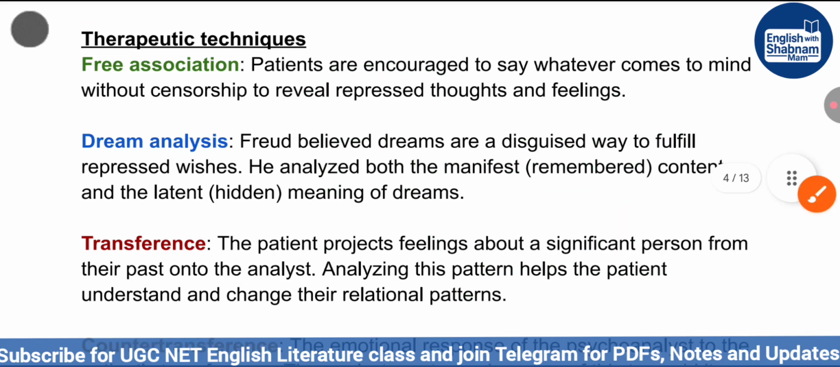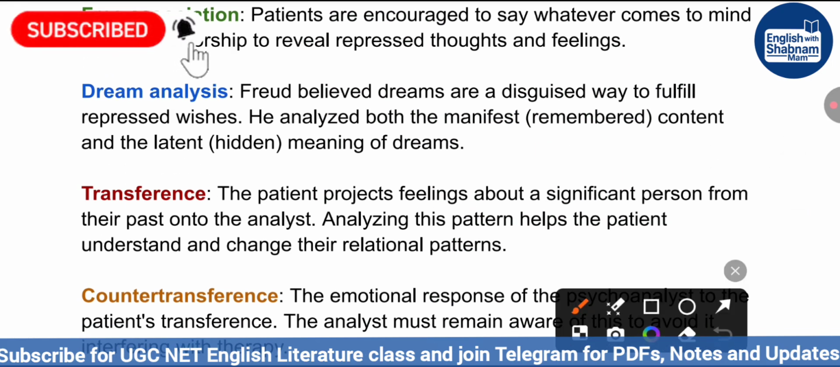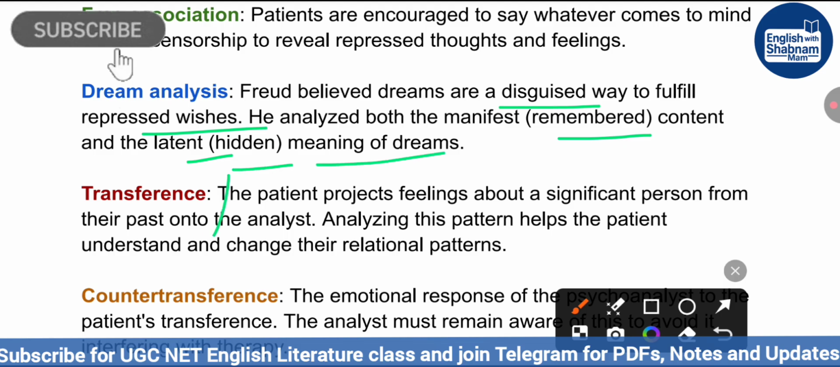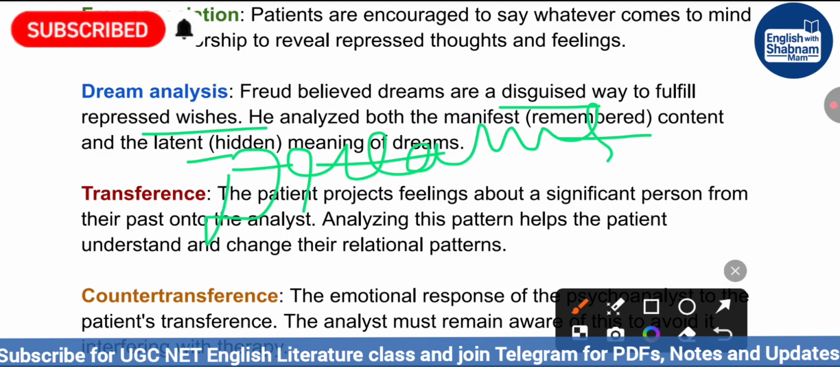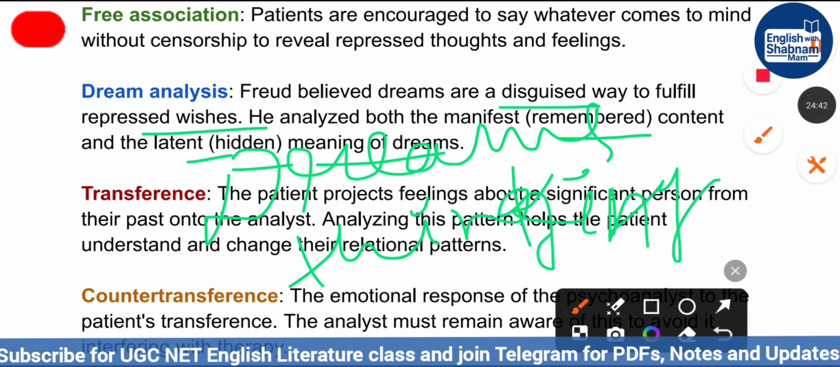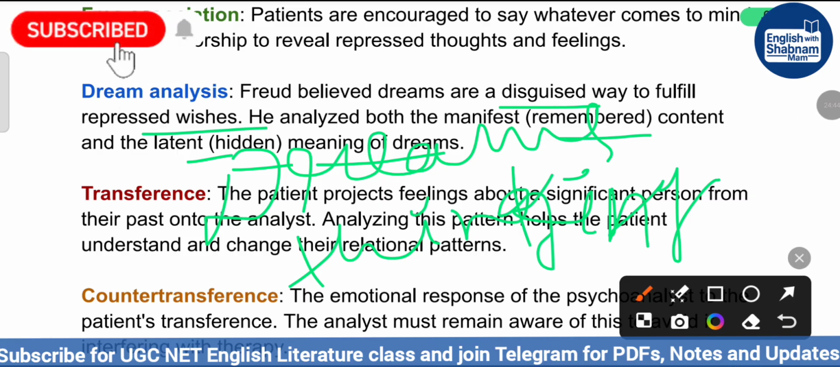Okay. Then in dream analysis, he believed dreams are a disguised way to fulfill repressed wishes. He analyzed both the manifest, remembered content and the latent, that is hidden, meaning of dreams. Like when we are thinking about somebody, and for some reason we are not able to fulfill that, how will we fulfill it? We have a dream about that particular thing. So in a dream we try to fulfill what we are actually thinking. This is another way: what you want, you somehow try to manifest, and in your dreams this thing is fulfilled.